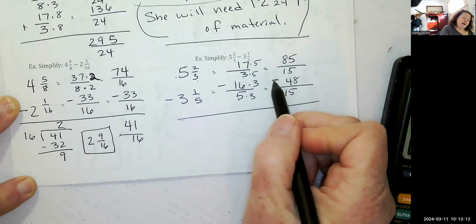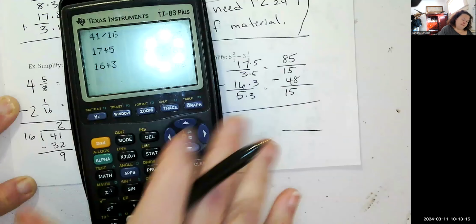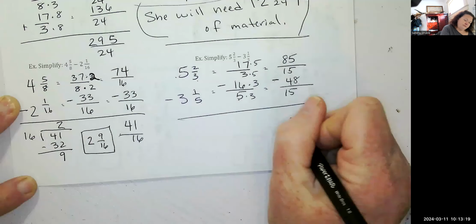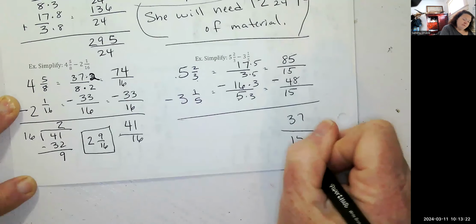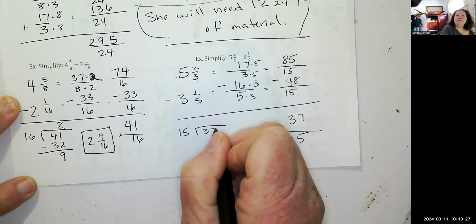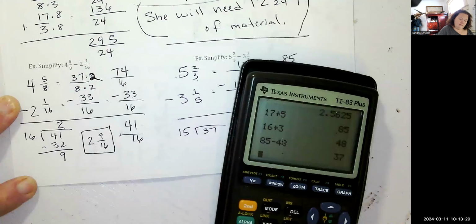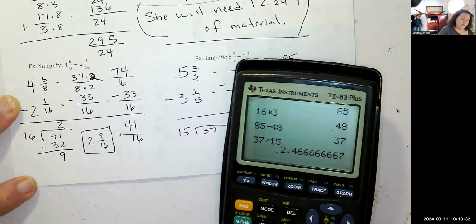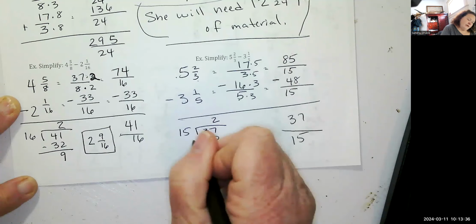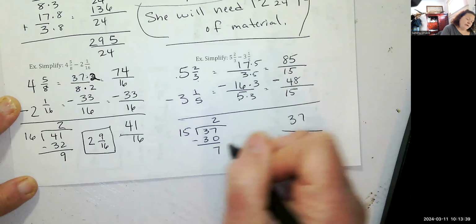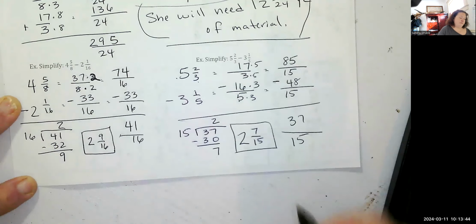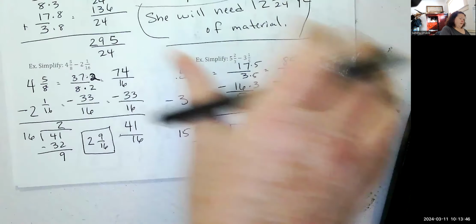We're subtracting 85 and 48. And we got 37. And this is over the denominator 15. It's an improper fraction, so 15 goes into 37. How many times? 2 times. 15 times 2 is 30. 37 minus 30 is 7. So our answer is 2 and 7 over 15. Right.